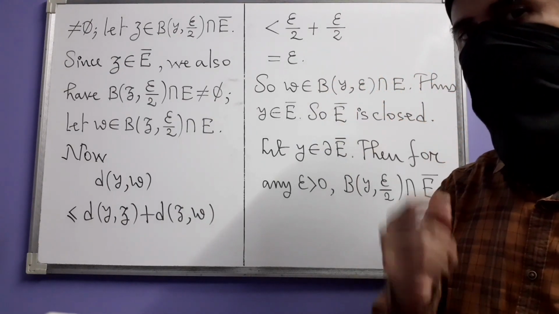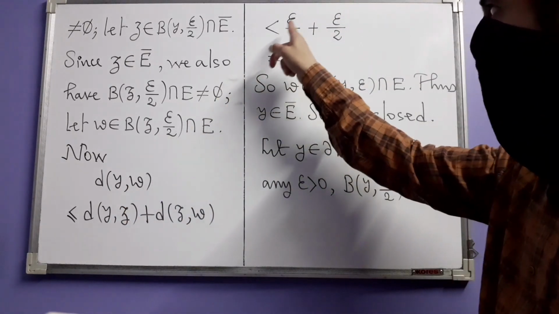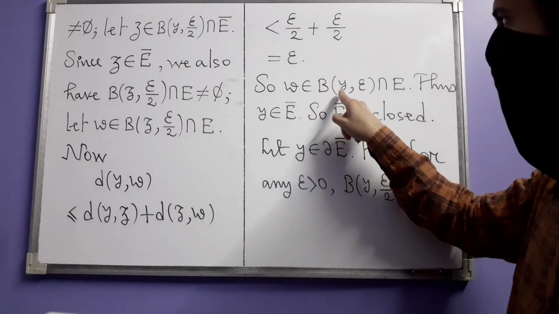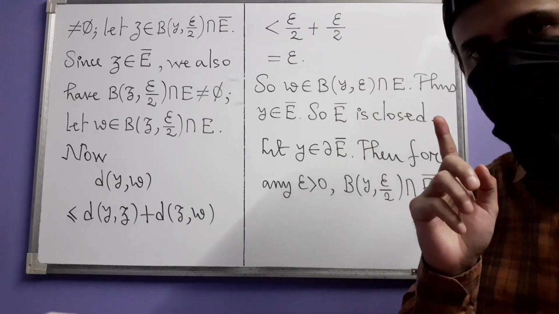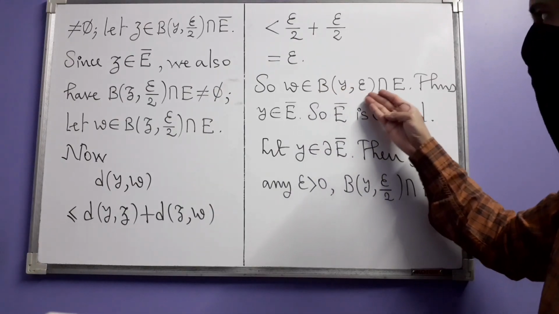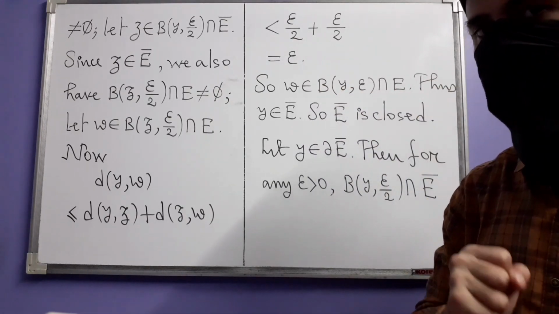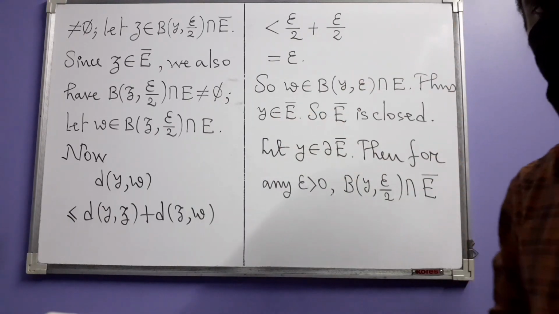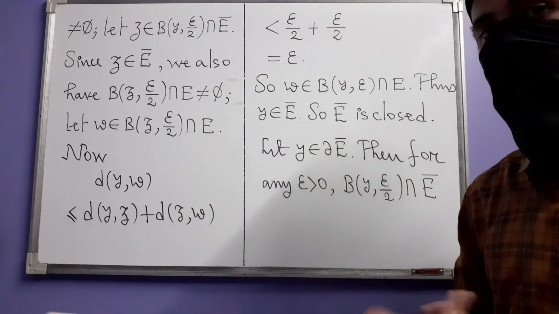So what have we found? We have found that the distance between Y and W is less than epsilon, and that is why W belongs to the ball centered at Y having radius epsilon, but at the same time W also is in E, so W belongs to this ball and E. That means it belongs to the intersection of these two things, and that implies that Y is an adherent point of E, or in other words, Y belongs to the closure of E.